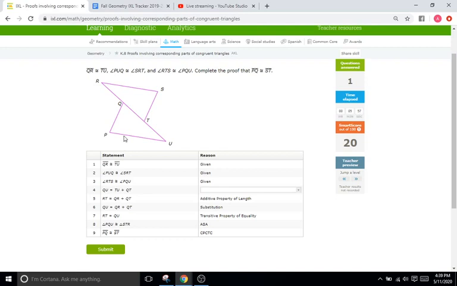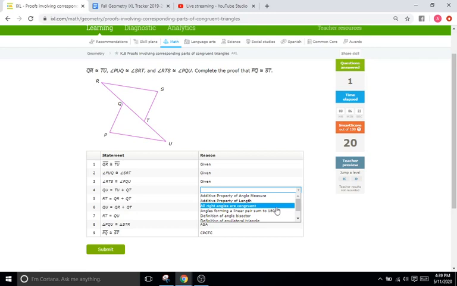So it says we have QU right here. When you add TU and QT together, so this plus this, it's going to equal the entire length. Okay, so what is the reasoning for that? Is it the additive property of angle measures? Well, we're not dealing with any angles, right? These are all just lengths. So we go down to the second one, additive property of length. Yeah, that's probably it, but let's keep going and do process of elimination.